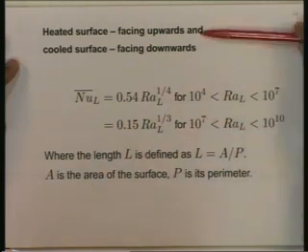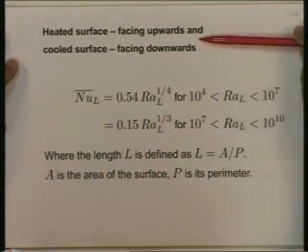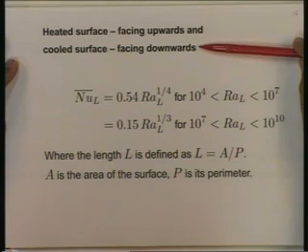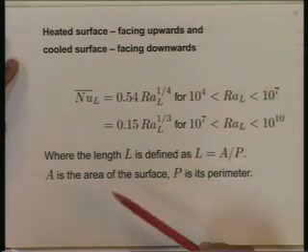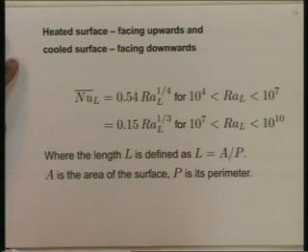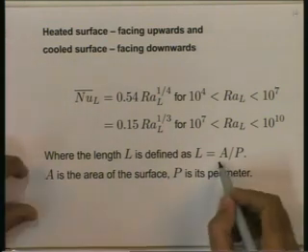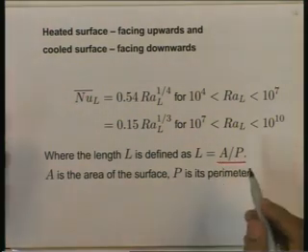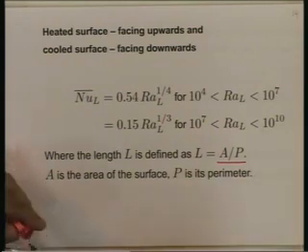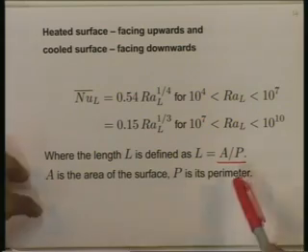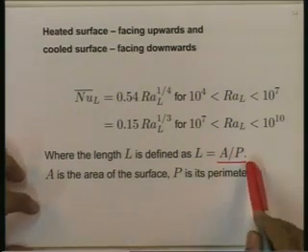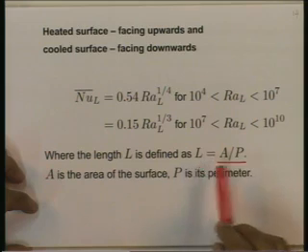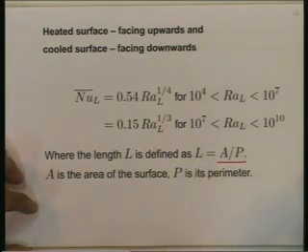Notice that for these correlations, heated surface facing upwards or cooled surface facing downwards, the characteristic length L is defined as the area of the surface of one side of the plate divided by its perimeter, and this is applicable for square plates, rectangular plates as well as for circular plates. You will notice that for a circular plate the characteristic length is not the diameter.